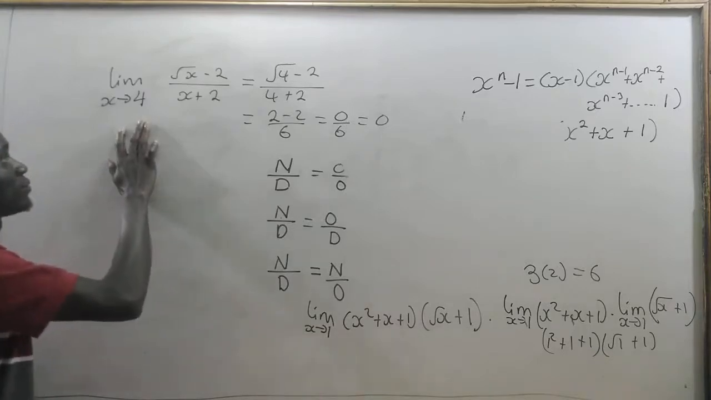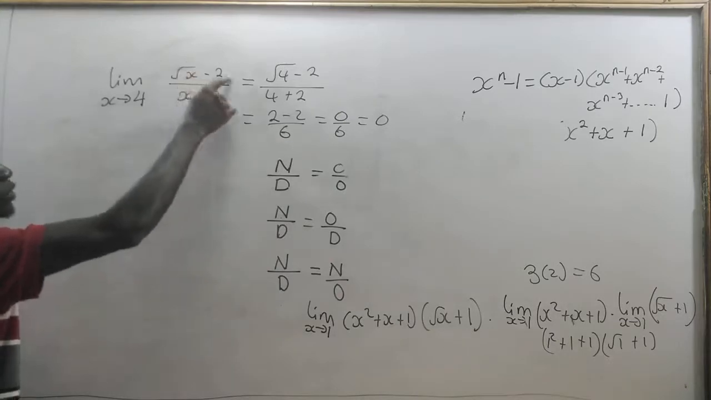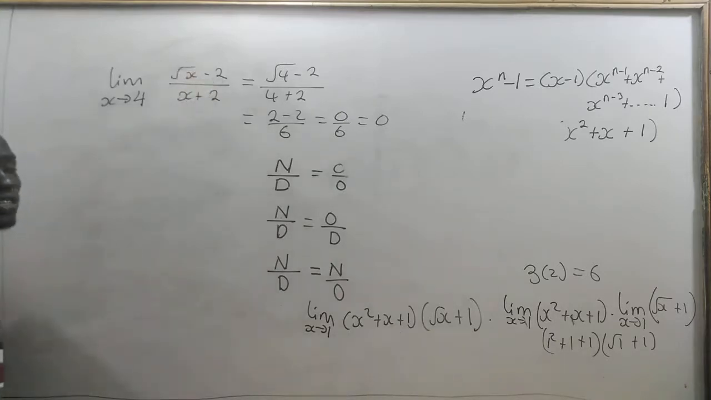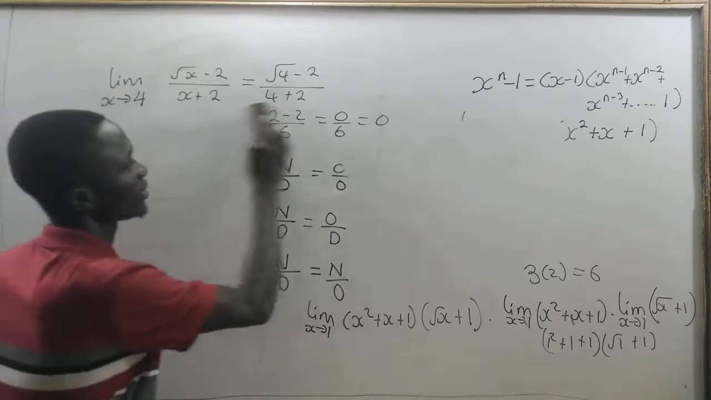So the limit of the square root of x minus 2 divided by x plus 2 as x approaches 4 is 0. That's all. Very simple as that. Now, let's move forward.